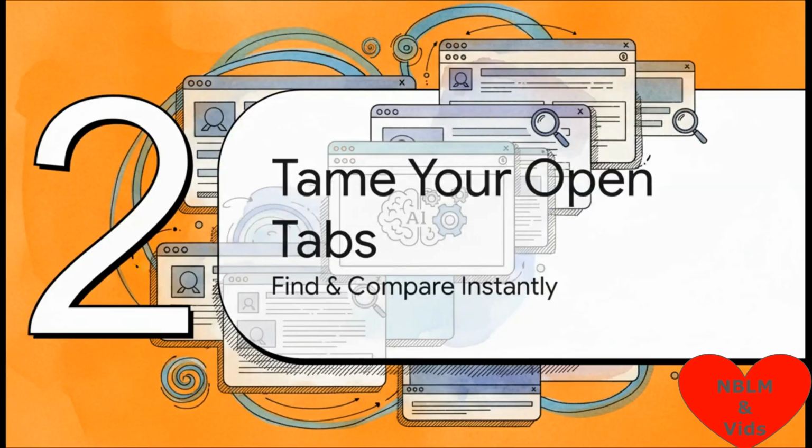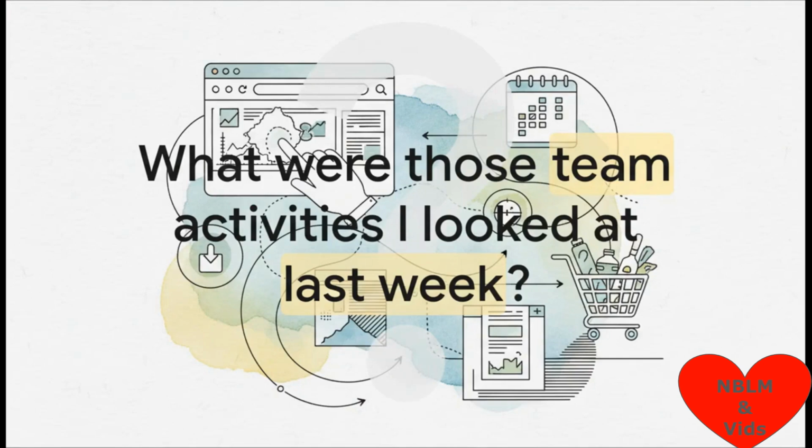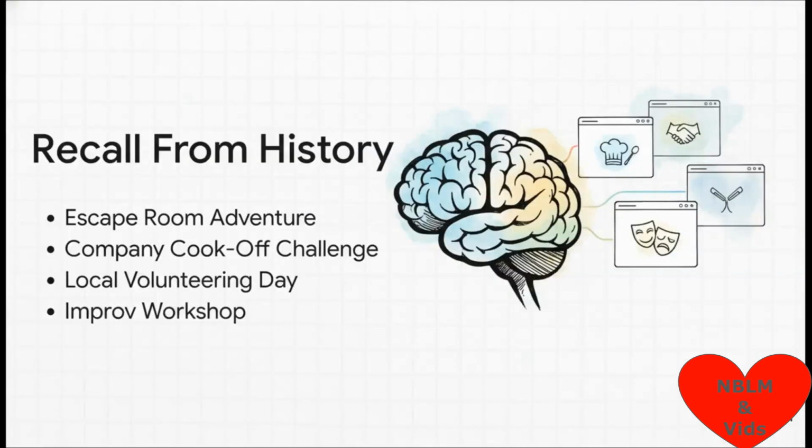All right, so that's pretty cool for a single task. But what about something more chaotic? Let's talk about the nightmare that is having way too many tabs open. Does this sound familiar? You're thinking, what were those team building things I was looking at last week? And in the past, your only option was to just keep all those tabs open forever, cluttering up your browser just in case. Well, you don't have to live like that anymore. Now you can just ask Gemini to remember what you were looking at. It'll dig through your Chrome history and pull up those pages for you, like these team building ideas right here.